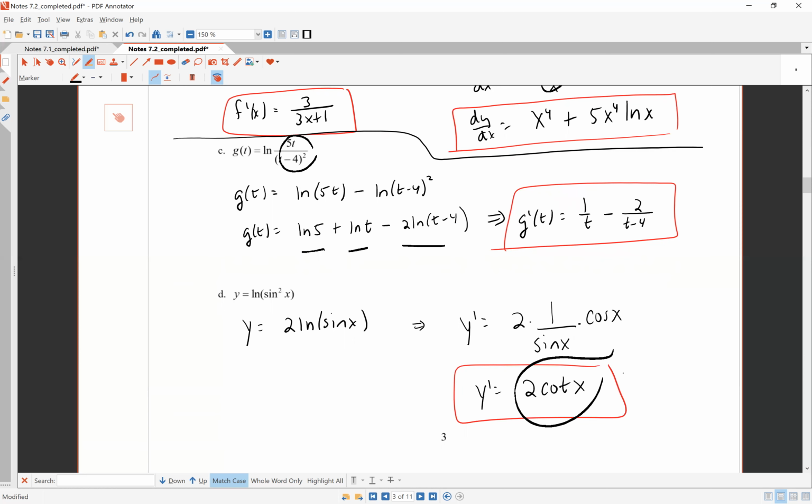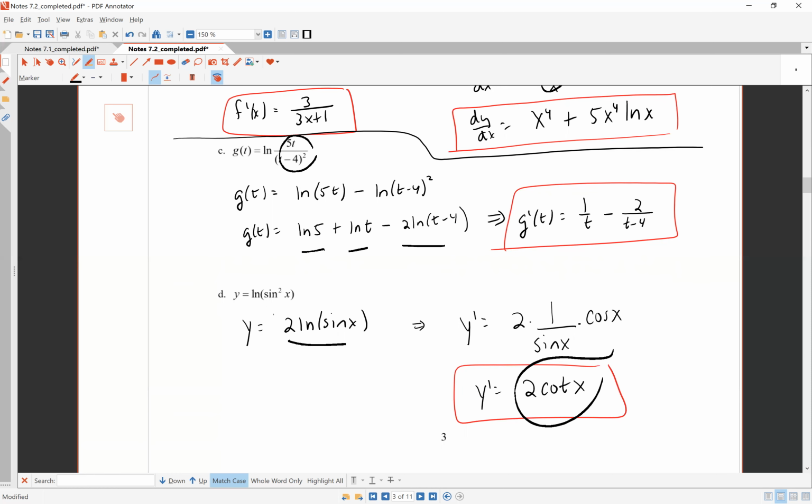Oh, I'm sorry, I kind of skipped a step. The original function is log of sine squared of x. Again, we could just use the chain rule on sine squared of x, but let's just simplify. The log function turns exponentiation into multiplication, so take that 2 out to multiply. Now take the derivative. It's a lot easier. You don't have to take the derivative of sine squared of x now.